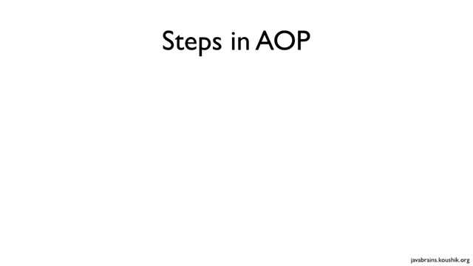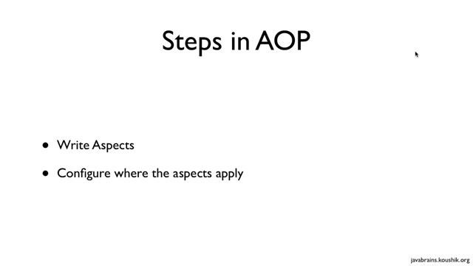So what are the steps we need to take in order to write aspect-oriented programs? The first step is to write the aspects. We need to identify what these cross-cutting concerns are, and we need to write them as aspects. And the second step, configure where these aspects apply. So we talked about logging. We can select particular methods for which the logging method runs just before those methods execute. So that's the configuration that I'm talking about here. These are the only two steps you need to do. First, write the aspect itself, and then configure to what places in your code these aspects apply.